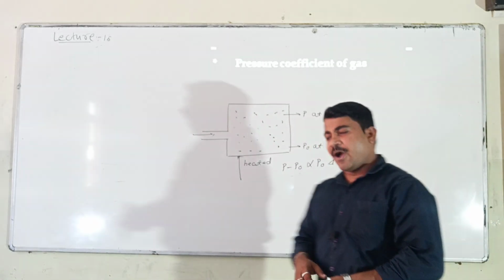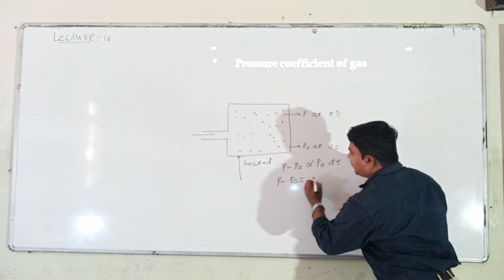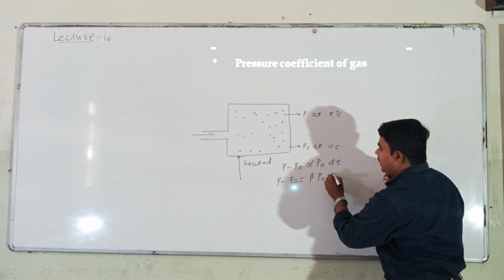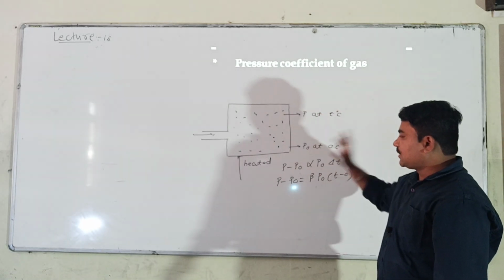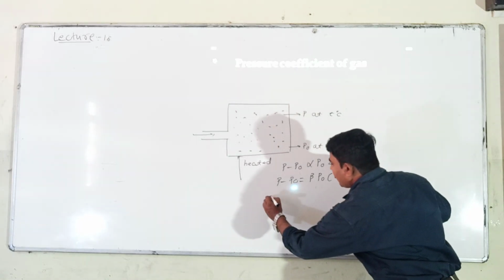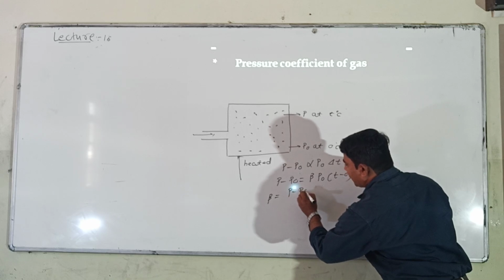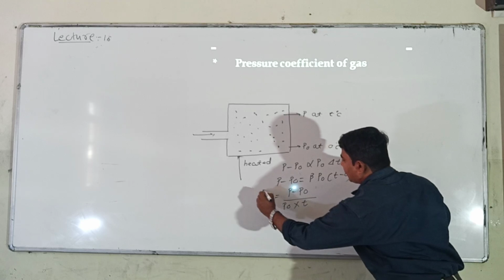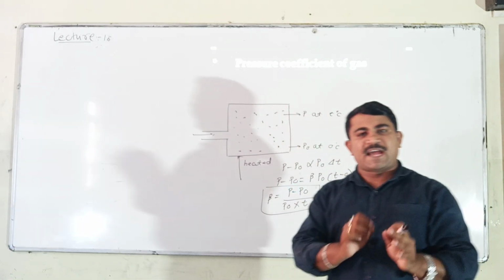Now the change in pressure can be written. Change in pressure, P minus P0, is equal to again some constant, beta I am calling, into P0 into delta T, that is T minus 0, final temperature minus initial temperature. Then from this, what is beta? Beta represents the pressure coefficient of the gas, and can be written as P minus P0 divided by P0 into T. This is the pressure coefficient of the gas.